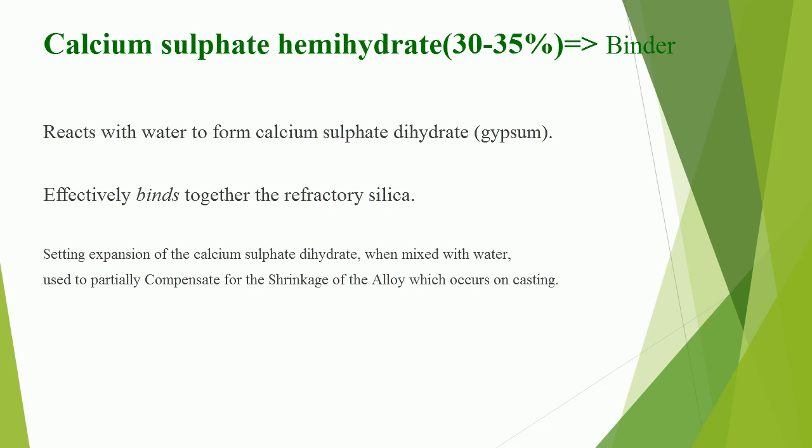Moving to the binder, which in the case of gypsum bonded investment material is calcium sulfate hemihydrate, about 30 to 35%, and it reacts with water to form calcium sulfate dihydrate. This effectively binds together the refractory silica, and the setting expansion of calcium sulfate dihydrate when mixed with water is used to partially compensate for the shrinkage of alloy which occurs on casting. So the gypsum binder contributes a slight amount to the overall compensation expansion.